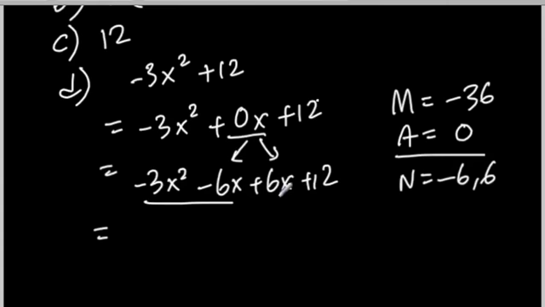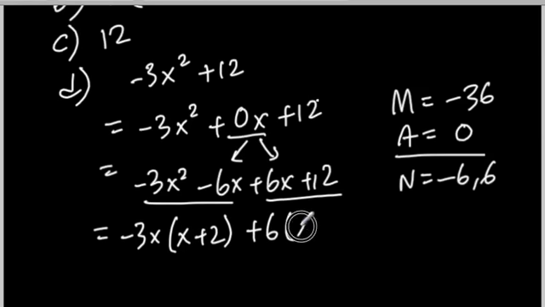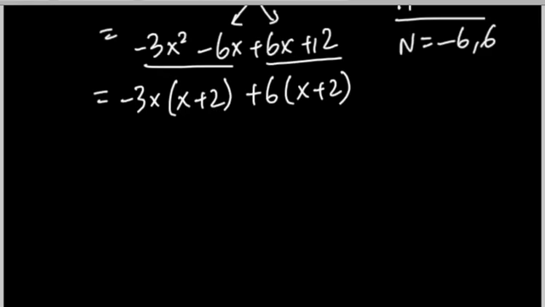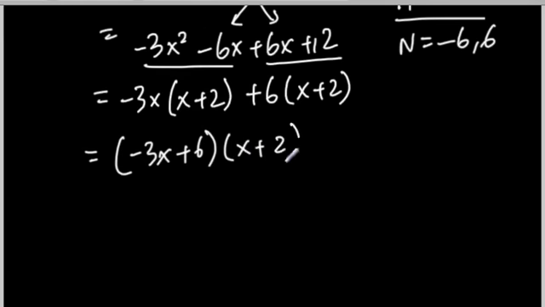And then we factor the first 2 and the last 2. So it's going to be minus 3x, so it's going to be x plus 2. And then we factor out the 6, so it's going to be x plus 2. And this is going to be negative 3x plus 6. This is going to be x plus 2.